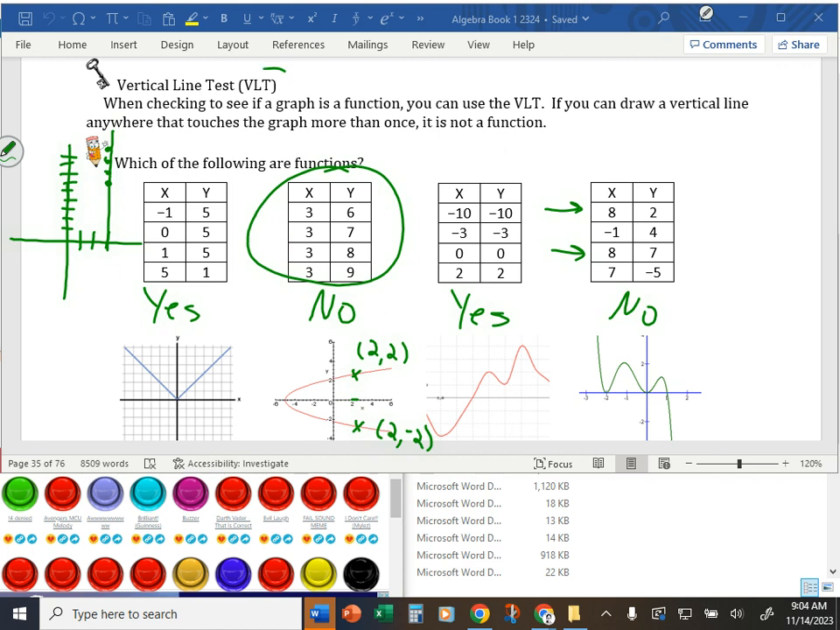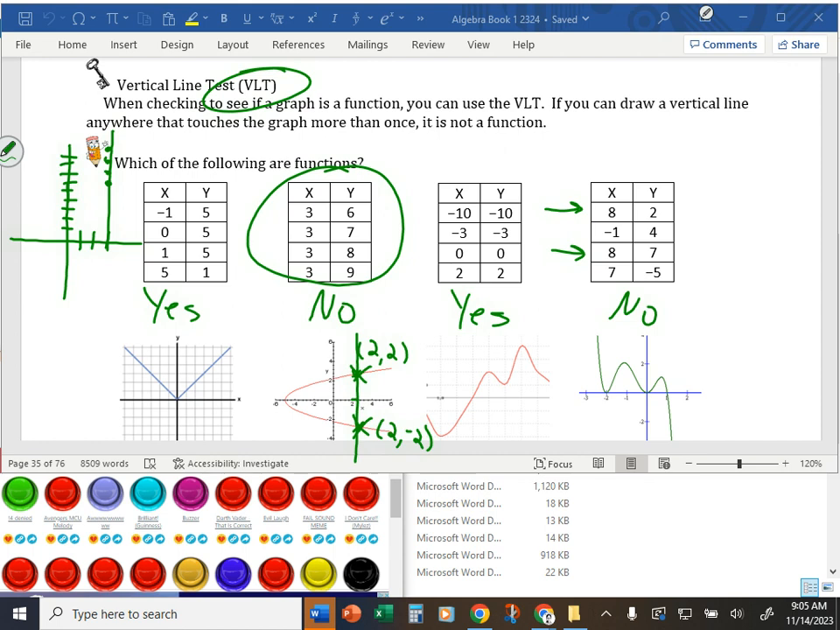For a graph, we have what's called the vertical line test, which is if you can put a vertical line anywhere through a graph and it touches it in more than one place, it's not a function, because that means x repeats itself. If I put a vertical line through here, boom, boom, hits it twice. Not a function, because that means that at x equals 2, there are two different y's.